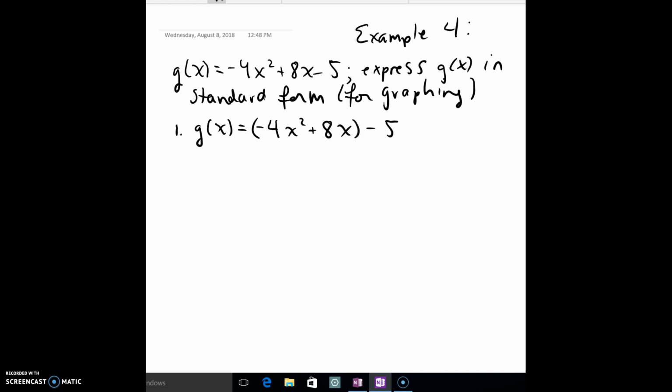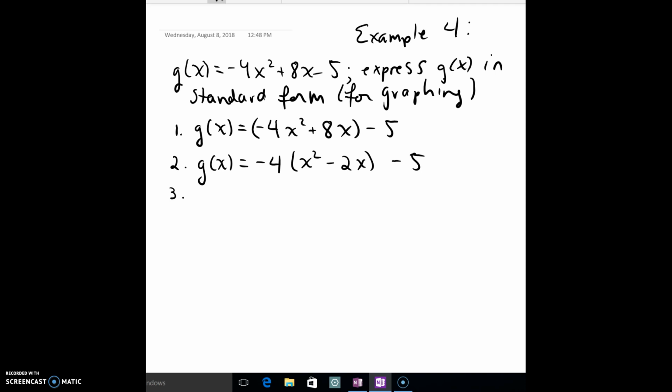Right. Now step 2 tells us to factor out the coefficient of x squared. So there is a coefficient in front of x squared, and when we factor it out of x squared, we have to factor it out of x as well. So remember that factoring out means it's the same thing as dividing by. So when I divide negative 4x squared by negative 4, I'm left with x squared. When I divide 8x by negative 4, I'm left with negative 2x.